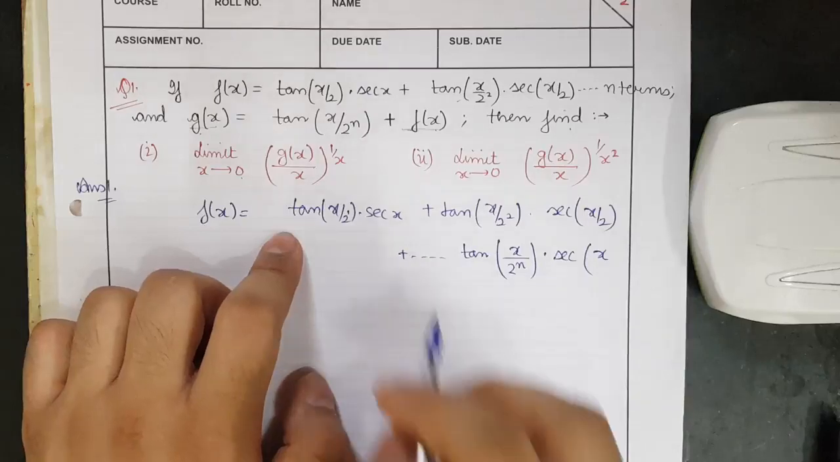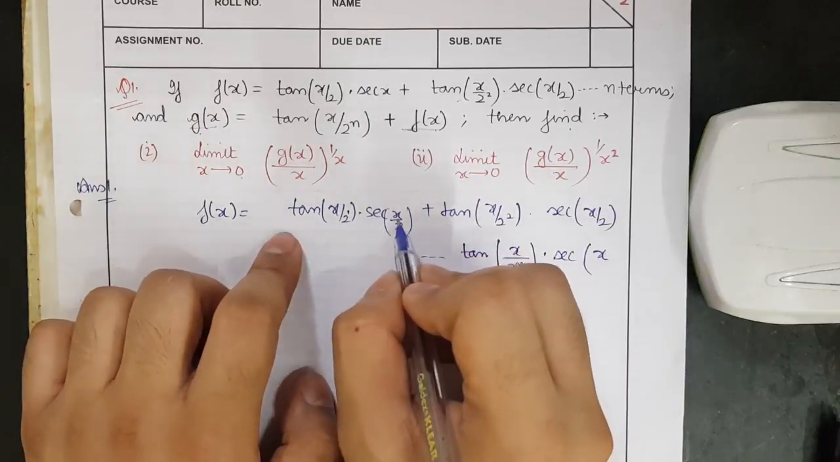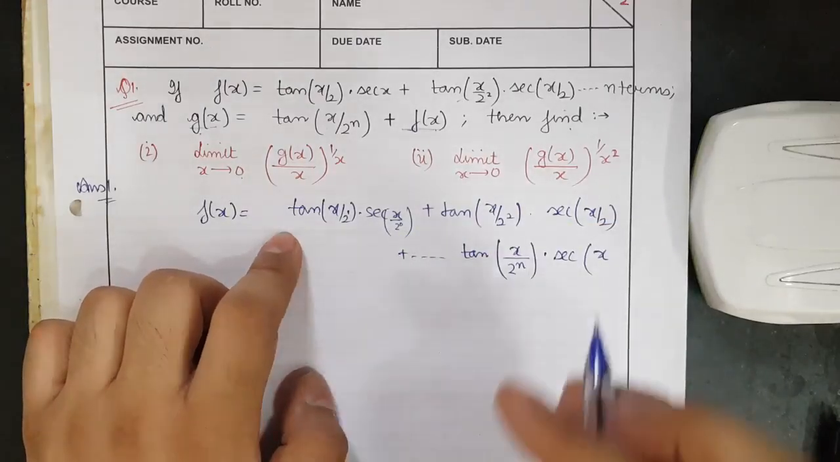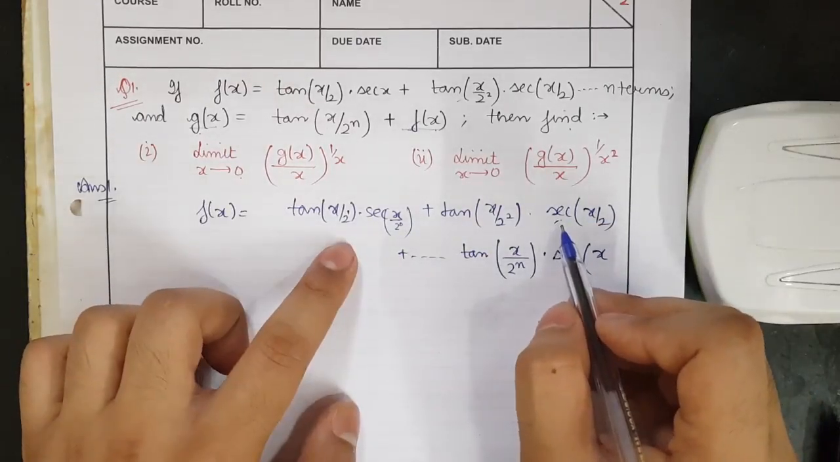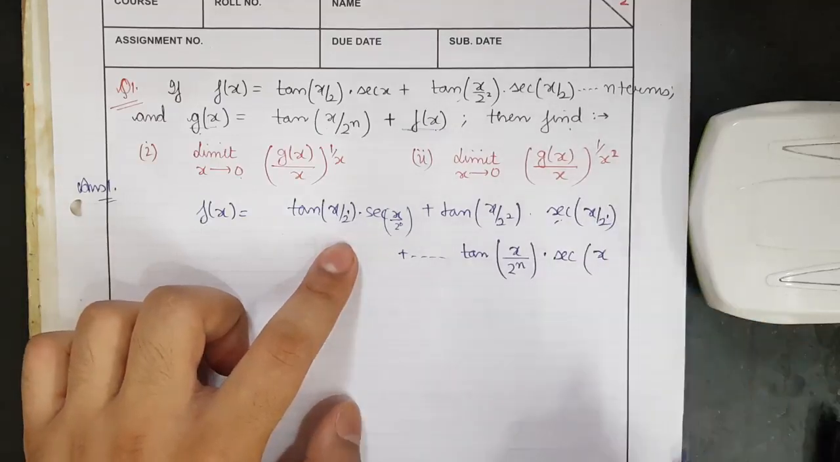So sec x, here we have x by 2 raised to power 0 basically, because x by 1 will be equal to x by 2 raised to power 0. Now if we have sec x by 2, it will have sec x by 2 raised to power 1.